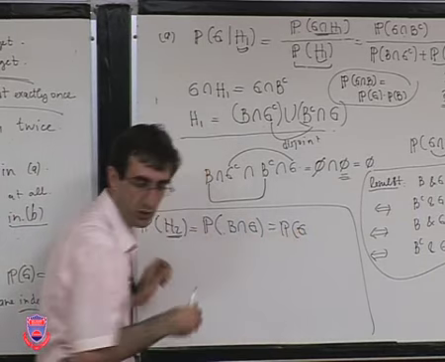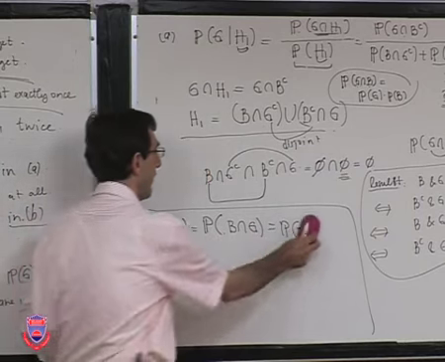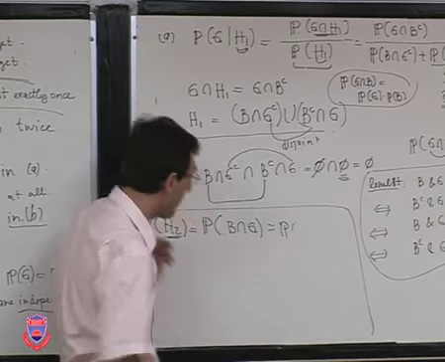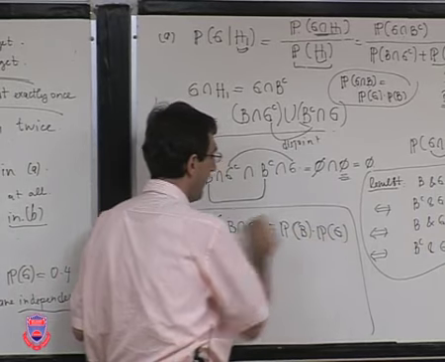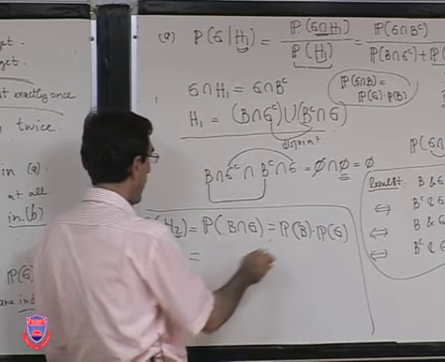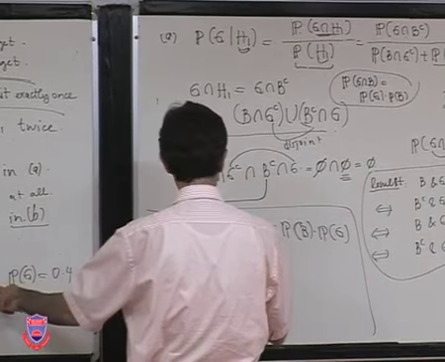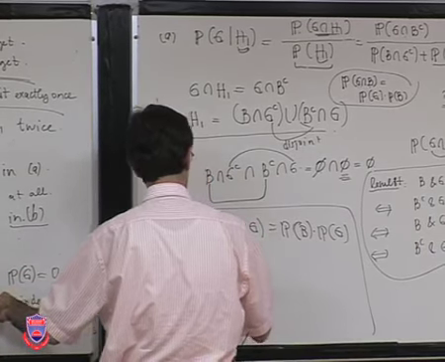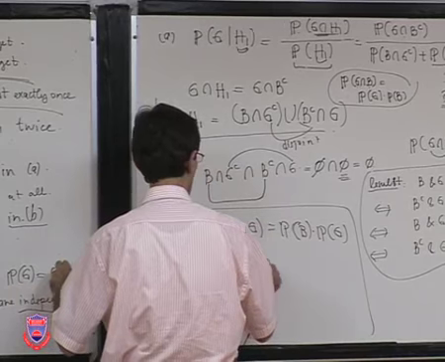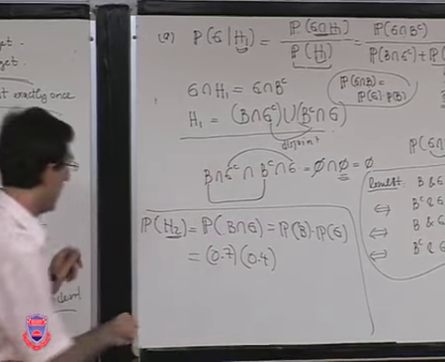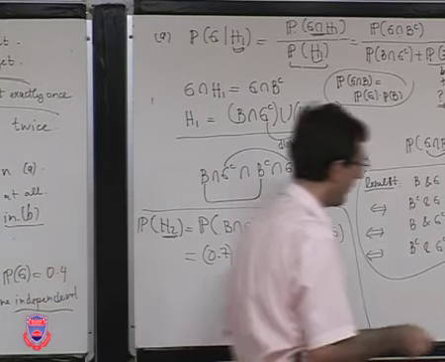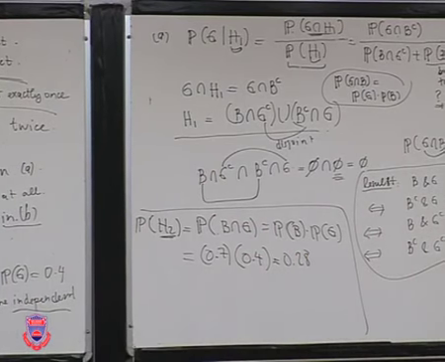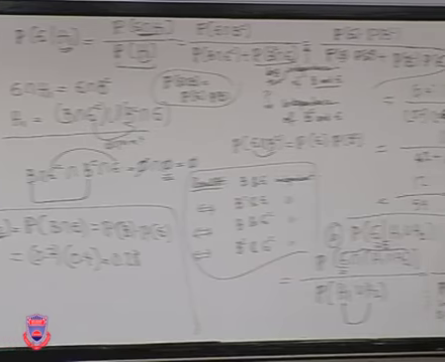I don't know why I am doing this. There's nothing wrong with it, but okay. The product of P(B) times P(G), and we know the numbers. It is 0.7 times 0.4, and this is 0.28. That's my favorite.